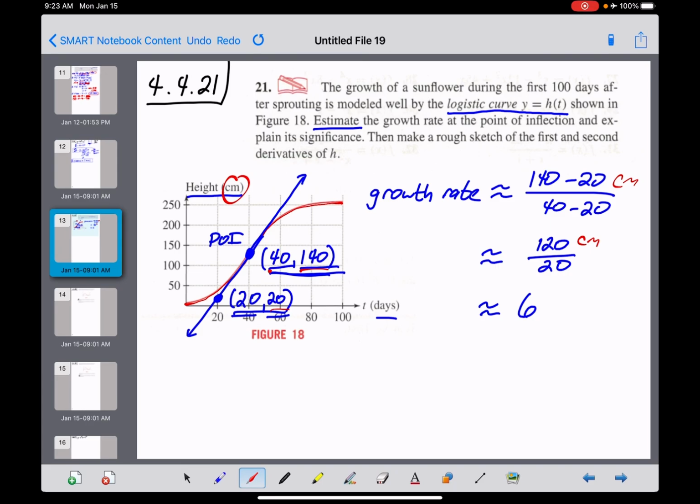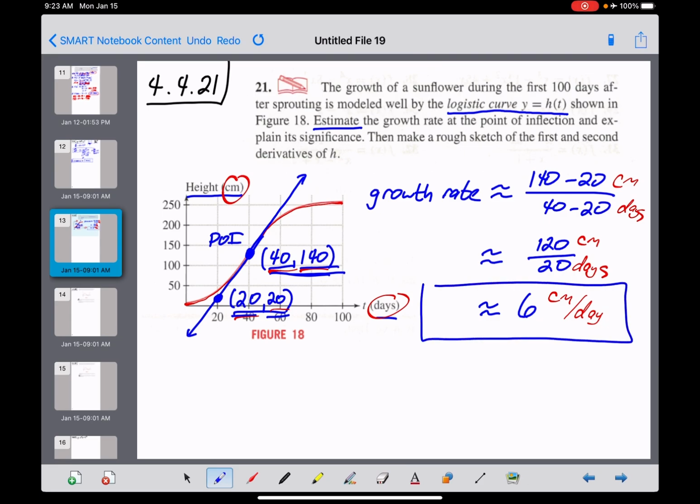And the x-coordinates, 40 and 20, were measured in days. Okay, so the unit that we have right here is 6 centimeters per day, and that is what our growth rate approximation would be at that point of tangency. So that's the first part of the answer to the question right there. But then they said, explain its significance.